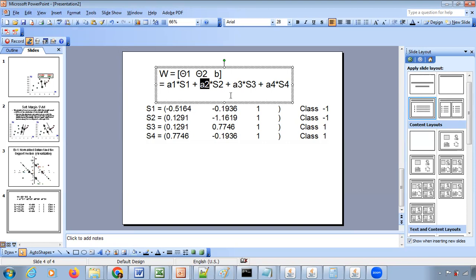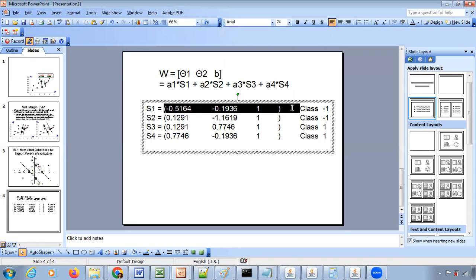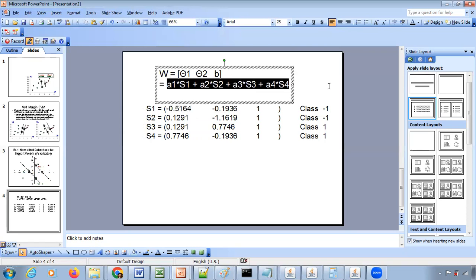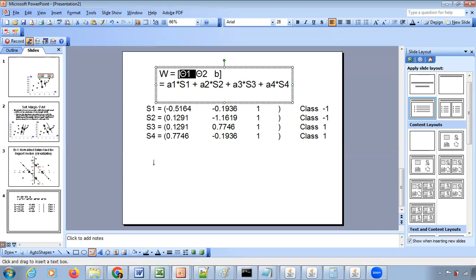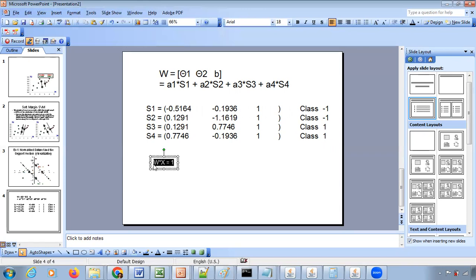Once we find A1, A2, A3, A4, we can combine them with these support vectors in this equation and then find theta 1, theta 2, and b. We're going to do the math. The math will show that once you find A1, A2, A3, A4, we can find theta 1, theta 2, and b. But remember, the A1, A2, A3, A4 values that you find need to satisfy these four equations as well. So what are the four equations?